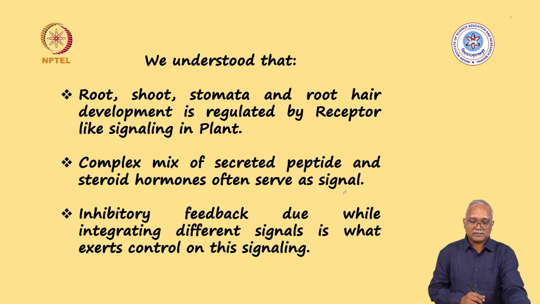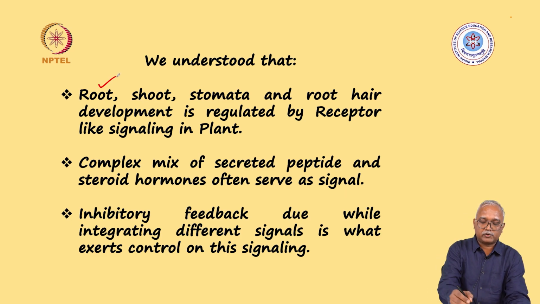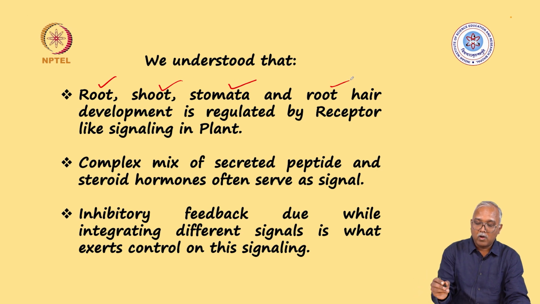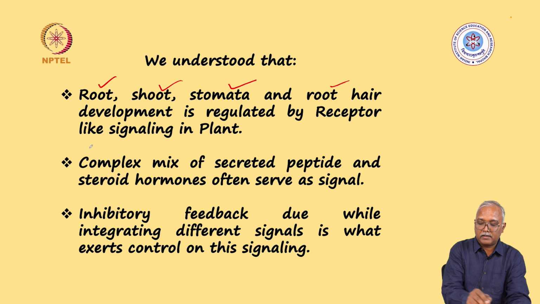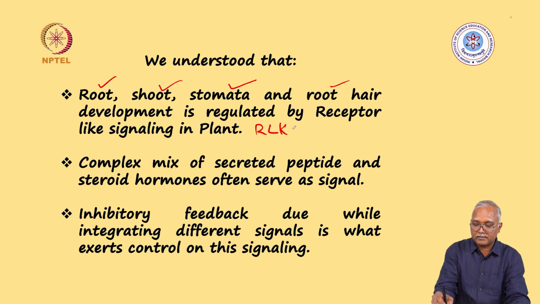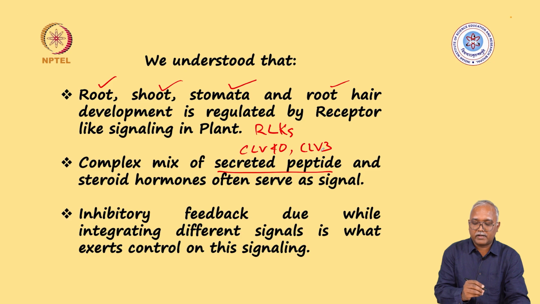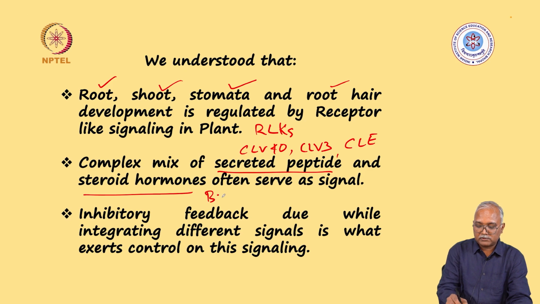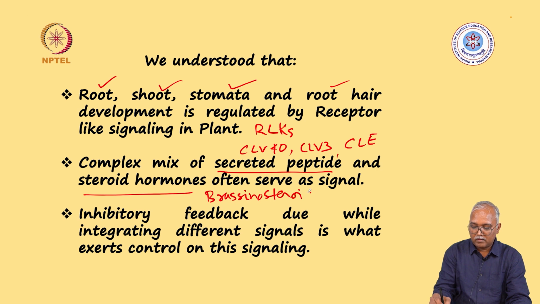So what we have understood in this class is that whether it is root development, shoot development, stomata, or root hair development, all are tightly regulated by signaling through these receptor-like kinases. You will need a complex mix of secreted peptides. You saw the CLV40 peptide in one case, the CLV3 peptide in one case, the CLE peptide, as well as steroid hormones of the brassinosteroid family. These combinations work together through different receptors to ensure that the final response is mounted.